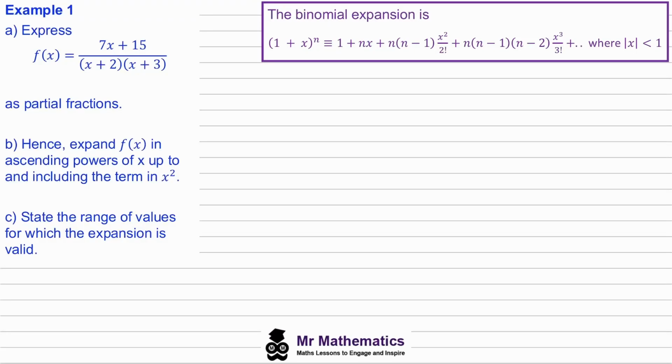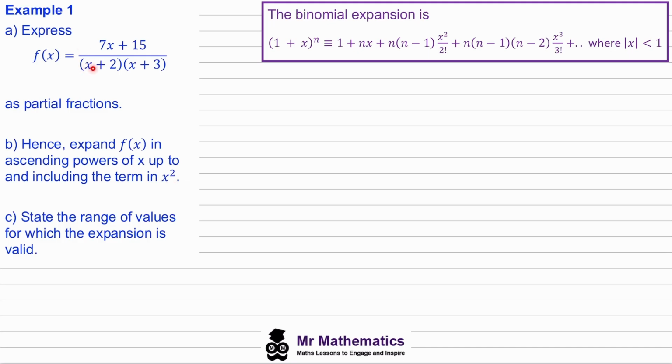Hi everybody. So in this video, we're going to look at partial fractions with the binomial expansion. So we'll work through two questions. In example 1, we'll look at an ordinary fraction, and in example 2, we'll look at a mixed number. So in example 1, we've been asked to express this as partial fractions, and then to expand it in ascending powers of x, up to and including the x squared term.